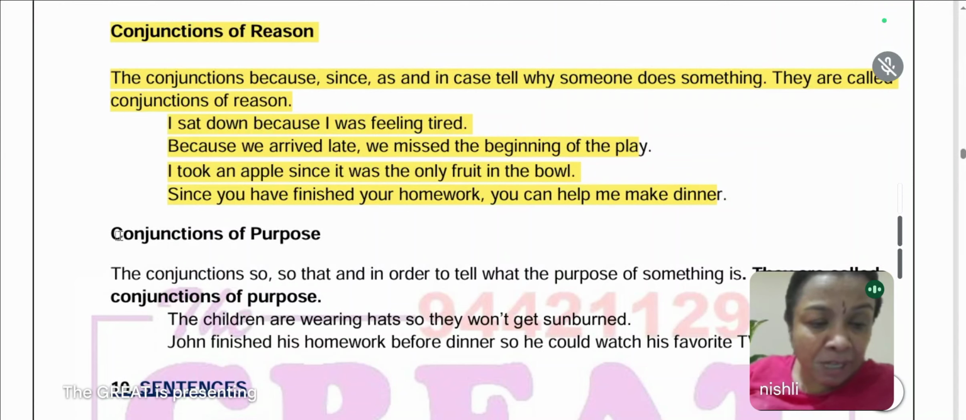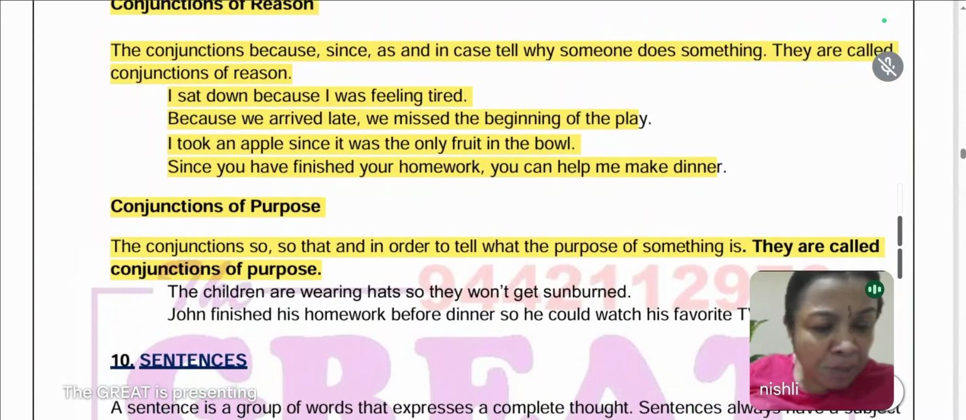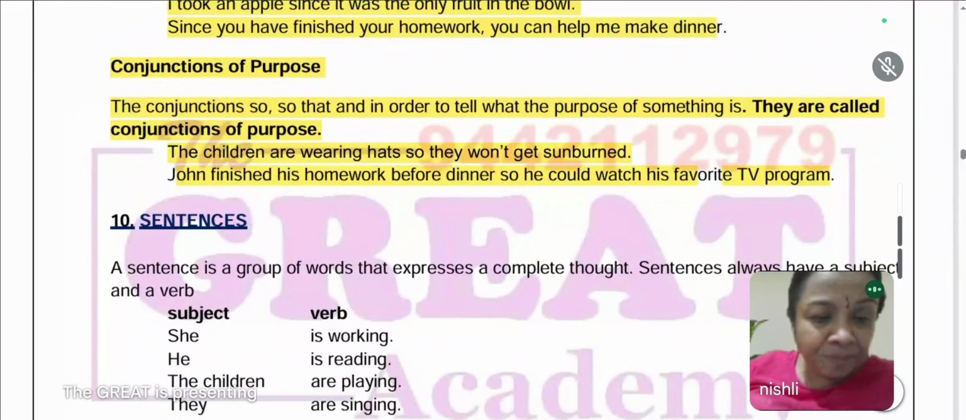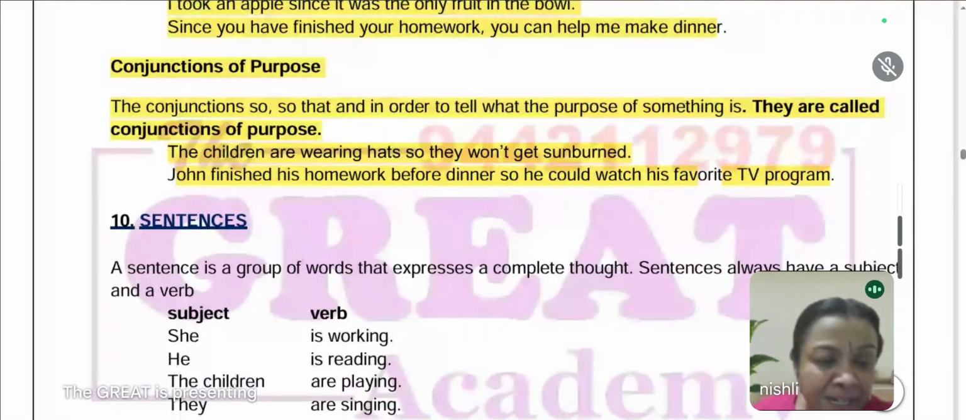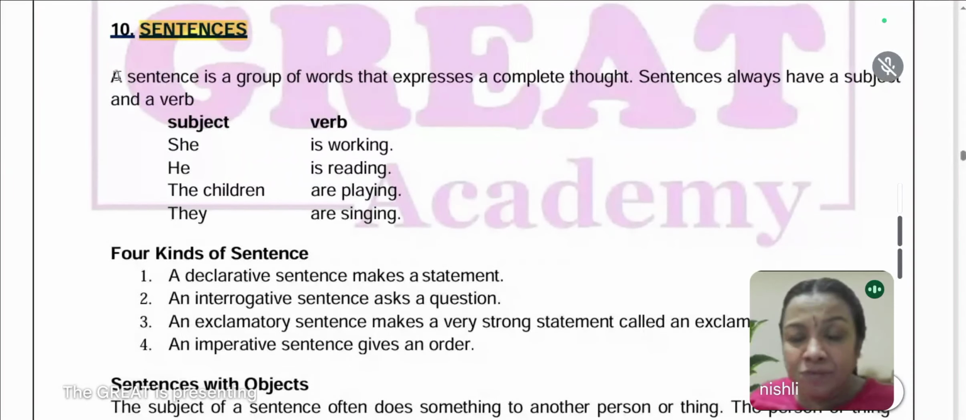Conjunctions of purpose. The conjunctions so that, and, in order to, they tell what the purpose of something is. They are called conjunctions of purpose. The children are wearing hats so they won't get sunburned. Next is, John finished his homework before dinner so he could watch his TV program. So these two are conjunctions of purpose. Next is sentences. A sentence is a group of words. As you all know, sentence is like in Tamil as we say vakyam, that expresses a complete thought.